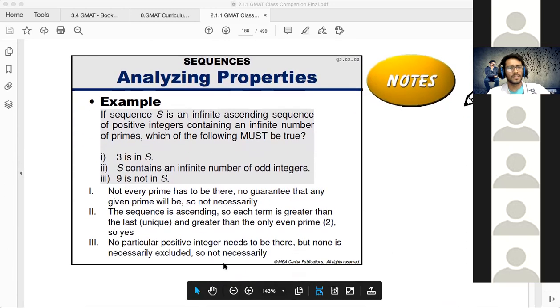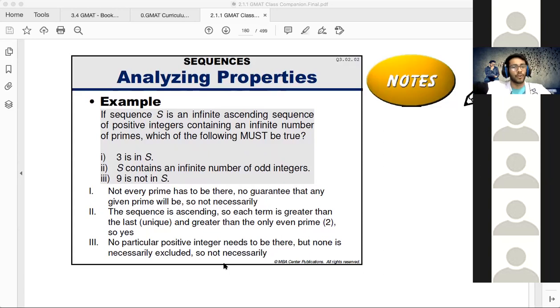What is this? If a sequence S is an infinite ascending sequence, 1, 2, 3, 4, 5, and it goes on, of positive integers containing an infinite number of primes, okay, that means they are asking 2, 3, 5, 7, 9, whatever it is. Which of the following must be true? 3 is in S.